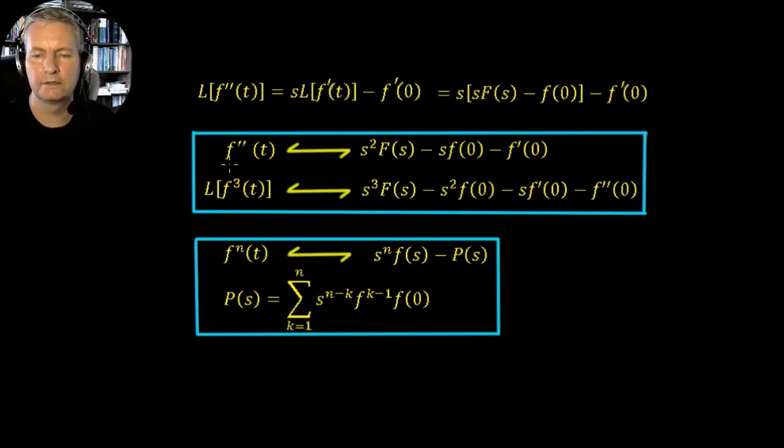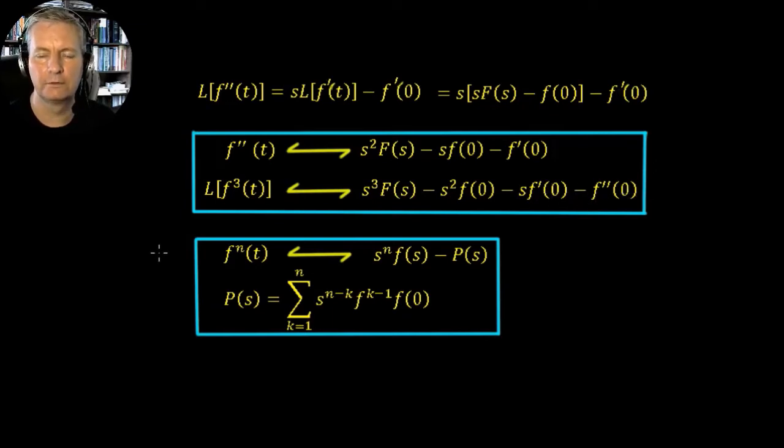So finally we can say that the Laplace transform of the second derivative is going to be s squared F of s minus s f of 0 minus f derivative of 0. And you can work it through to get the third one. So the third derivative will be s cubed F of s minus s squared f of 0 minus s f derivative of 0 minus f double derivative of 0.